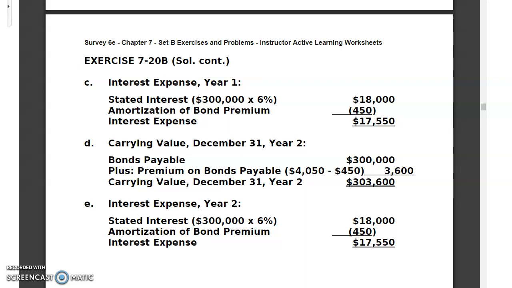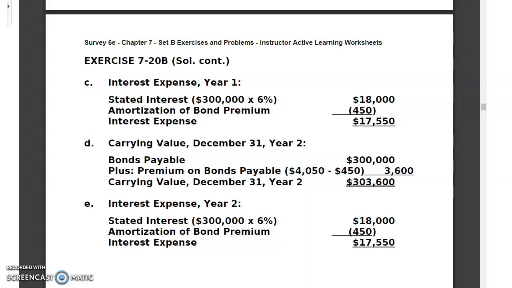Okay? Now, carrying value, part D, at the end of year 2. Okay, the bond payable without the premium is still $300,000. The bond premium amount after year 1 was $4,050. We're going to take another year's amortization of $450 off of that. So the remaining premium is $3,600. Total carrying value, $303,600.